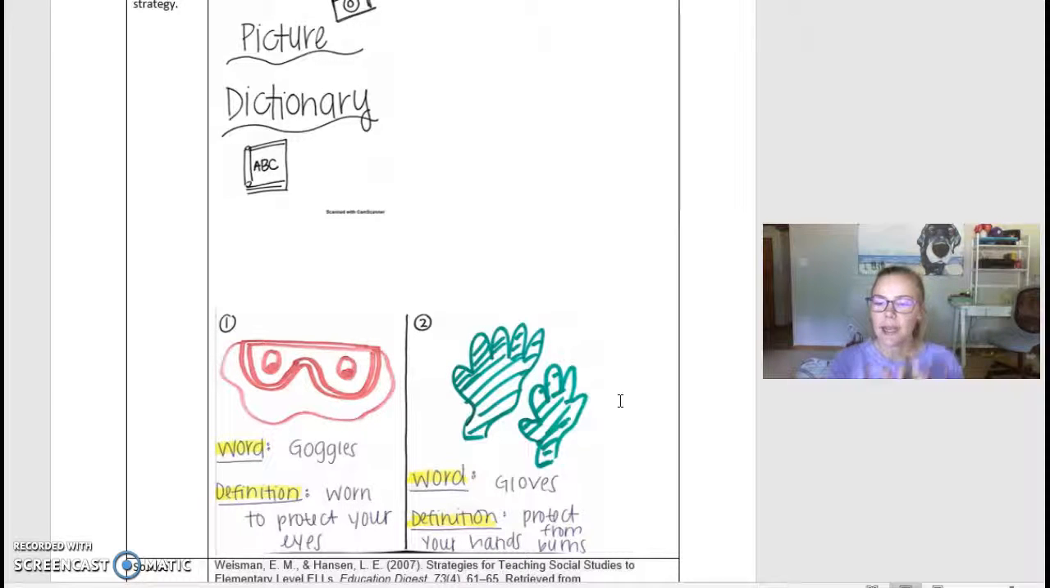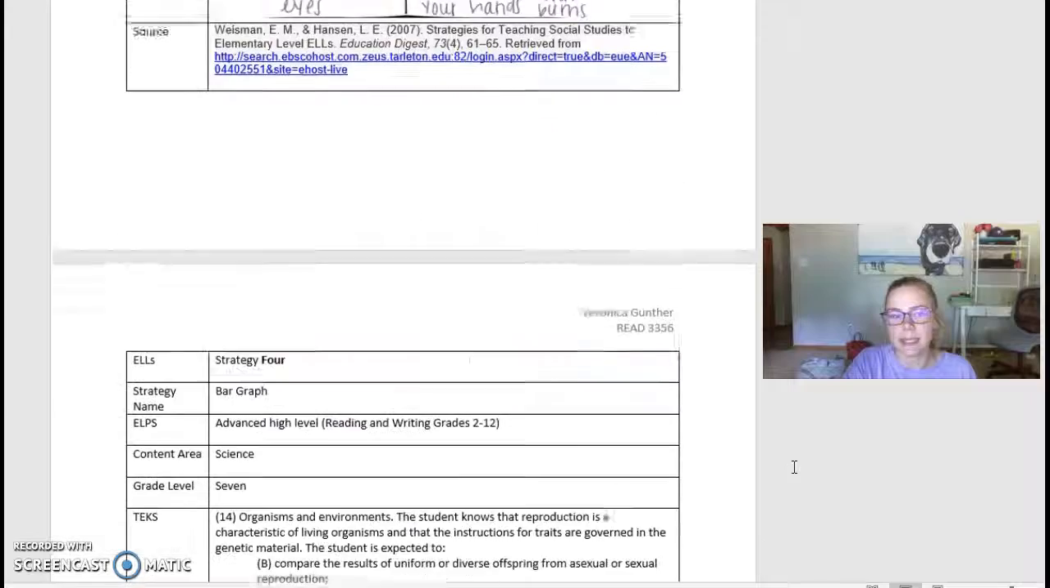Basically they just create a little booklet out of printer paper, and they will draw a picture of what the item is. So for example, goggles or gloves, they'll write the word and then they'll write what it's used for. I wrote the definition, but you just write the use of it, so that way they can go back and know when they're supposed to wear it, why they're supposed to wear it, and stuff like that. And you can do this basically with any content area, but I thought science was a great example.